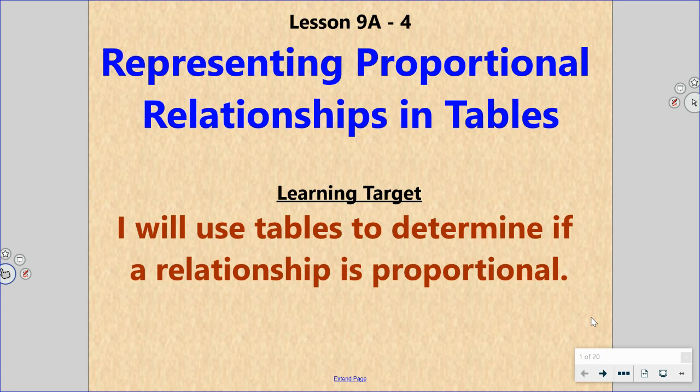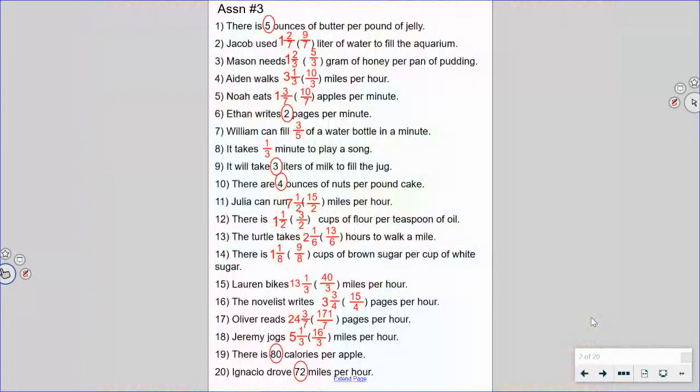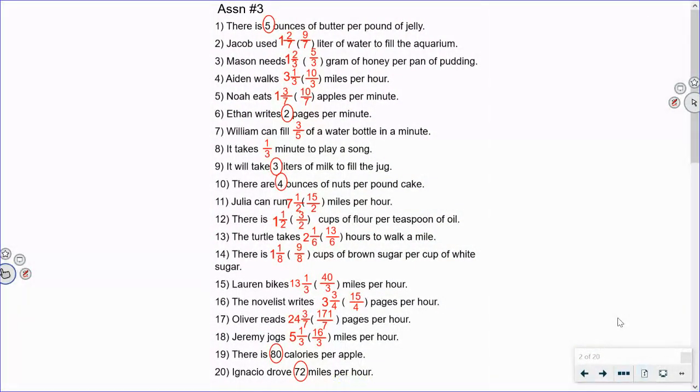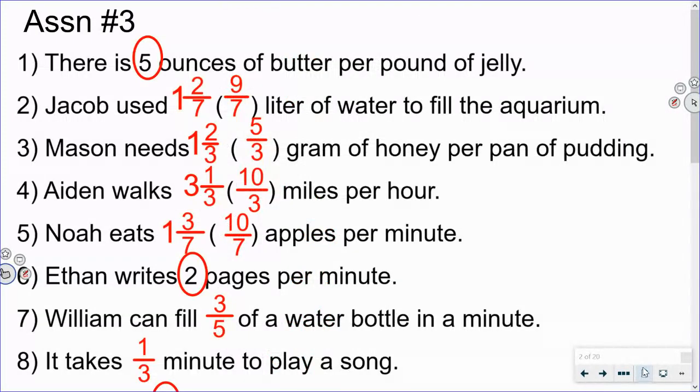9A/4-4, representing proportional relationships in tables. So here we go with our learning target. I will use tables to determine if a relationship is proportional, or I will determine that it is not. I'm going to pause for a moment, ask you to pause, go ahead and check your answers. Let me go ahead and make this a little larger, and I will scroll down in a moment.